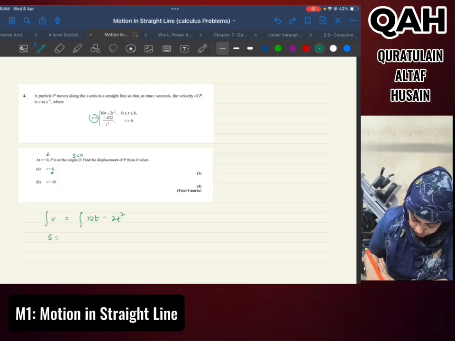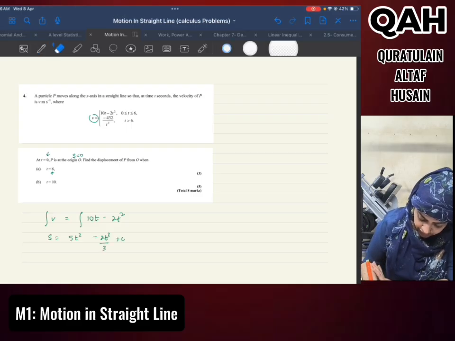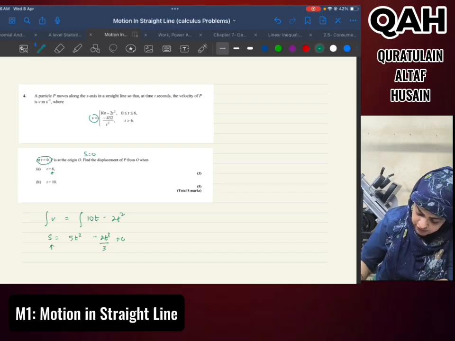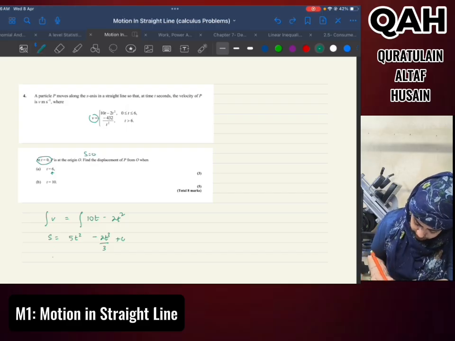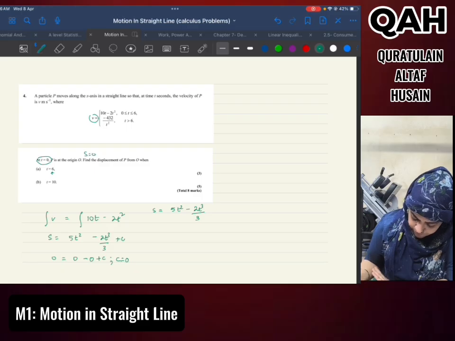So that becomes 5t square minus 2t cube upon 3 plus c, constant of integration. Now we have a condition: at t is equal to 0, displacement is equal to 0. So we put displacement equals 0 is equal to 5 multiplied by 0 is 0 minus 0 plus c. So c is equal to 0. The equation of displacement that we are going to use is 5t square minus 2t cube upon 3.